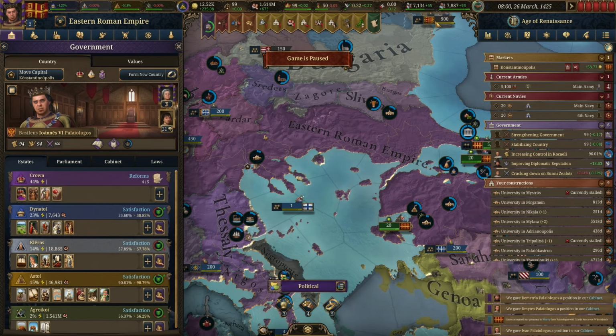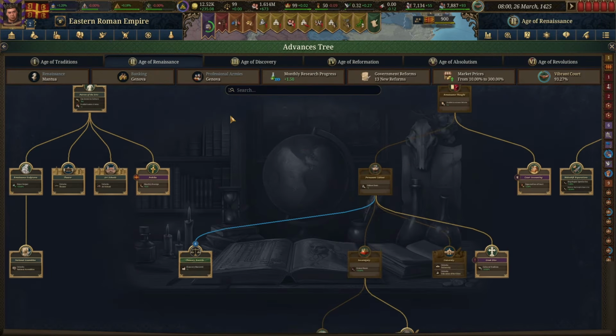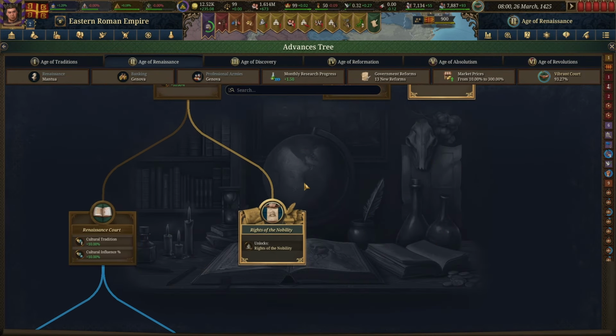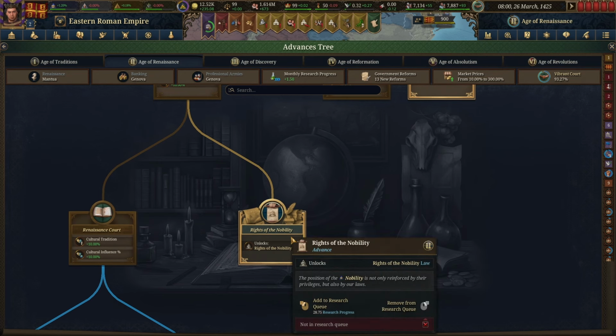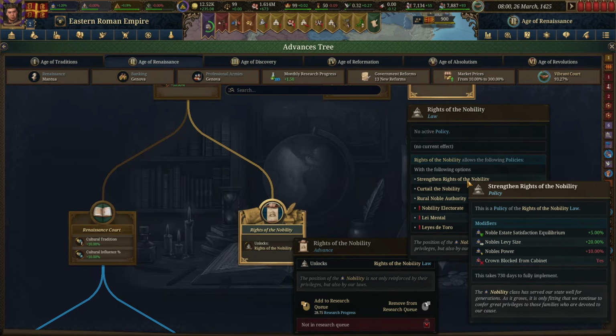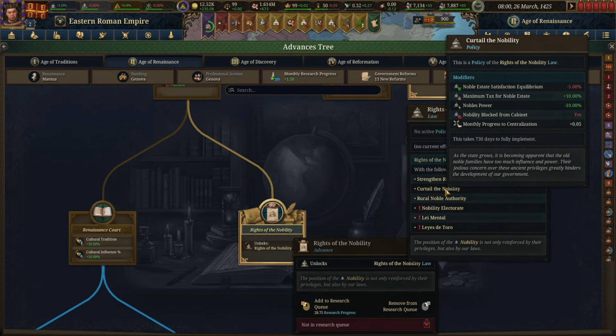As the ages go by and you research more and more texts, you'll gain access to more and more reforms, as well as laws. For example, if we look here at the rights of the nobility advance, this will give us access to the rights of the nobility law, which has a few options. For example, you can strengthen the nobility, which increases their power by 10%, or you could curtail the nobility, which gives a flat decrease to their power of 10%, as well as blocking them from the cabinet and increasing centralization.